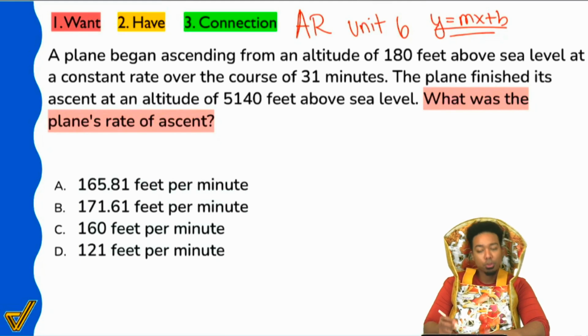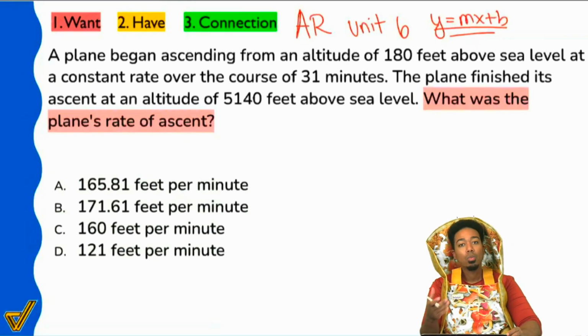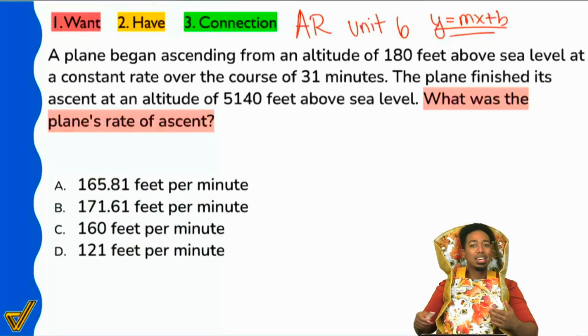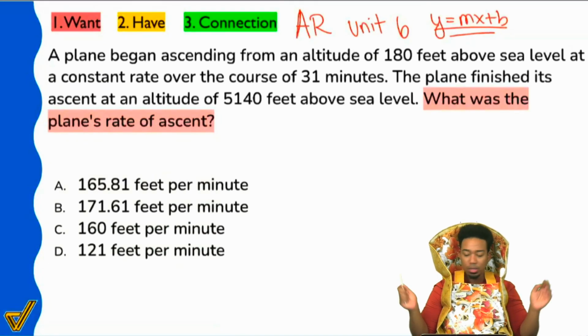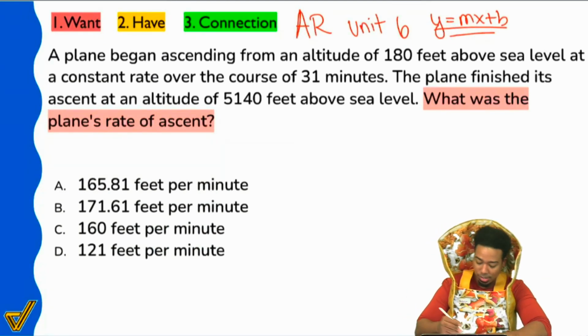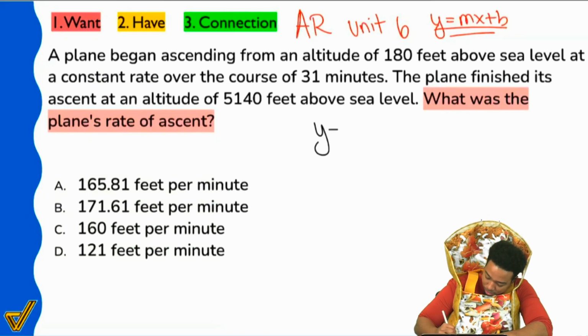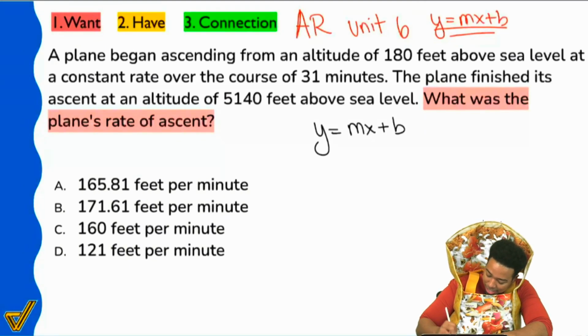For those of you asking, how do we know that this is a y equals mx plus b problem? Well, anytime that you have a rate with a beginning and ending amount, it's always y equals mx plus b, because that's what y equals mx plus b is. So if I write this down, the y is the end amount. This over here is your beginning amount.